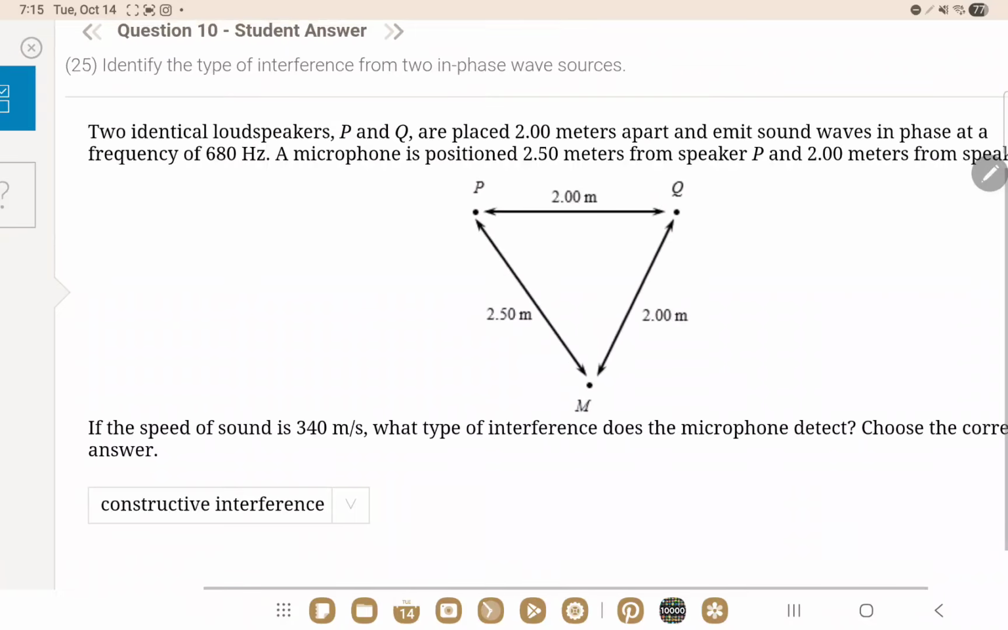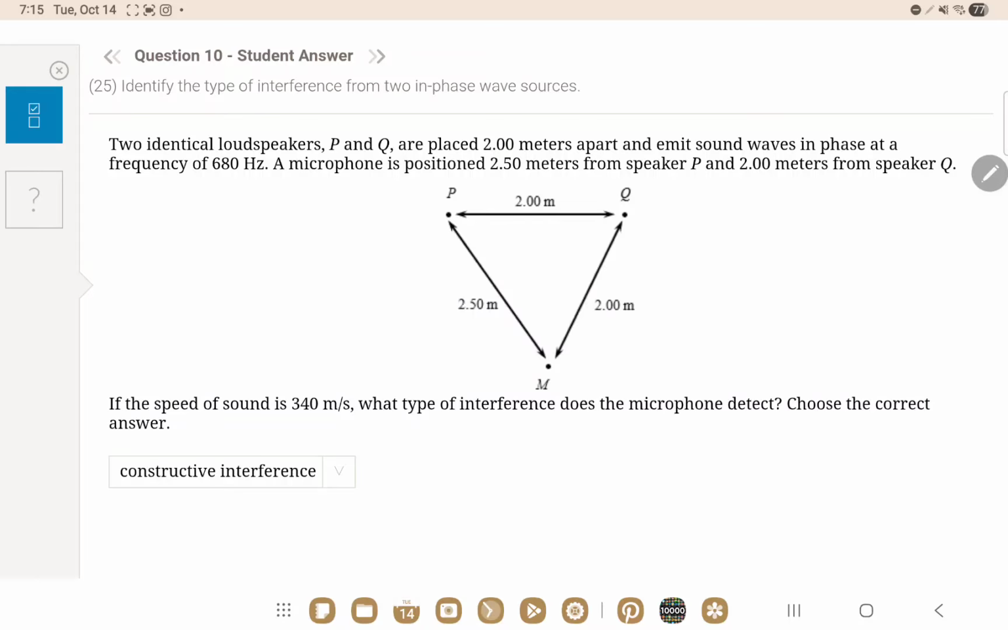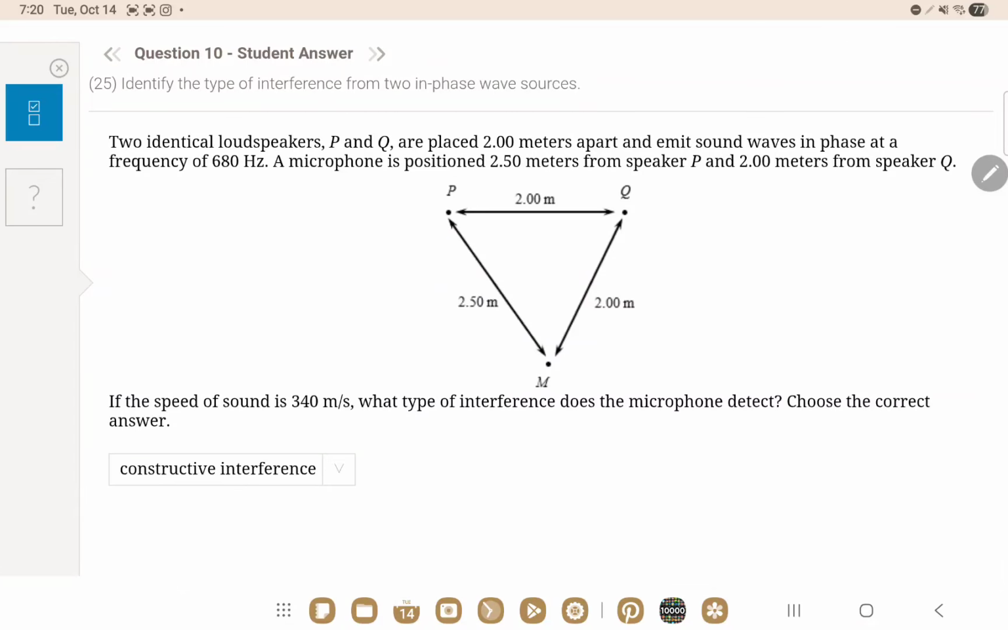Okay, so here you have 2 identical loudspeakers, then they're placed 2 meters apart, and they emit sound waves in phase at a frequency of 680 hertz. The microphone is positioned 2.50 meters from the speaker and 2 meters away from speaker Q. If speed of sound is 340, what type of interference does the microphone make? Now, to solve this question, it's really easy. You just need to find the path difference between them. So you need to do distance 2 minus distance 1. Our distance 2 is this, our distance 1 is this. So you get 2.5 minus 2 equals 0.5.